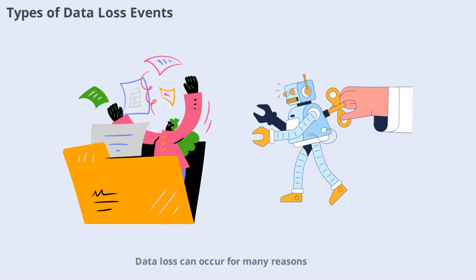Data loss can occur for many reasons, from accidental deletion and hardware malfunctions to malicious attacks and natural disasters. Understanding the different types of data loss events helps data centers prepare appropriate responses. For example, ransomware attacks require different recovery strategies compared to power outages or floods. By identifying potential threats, organizations can tailor their backup and recovery plans to address specific vulnerabilities.